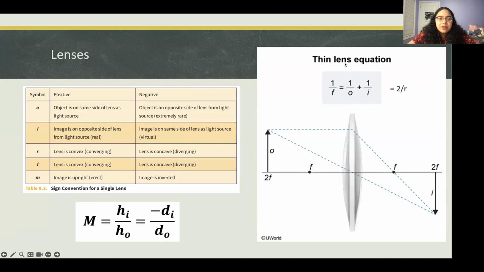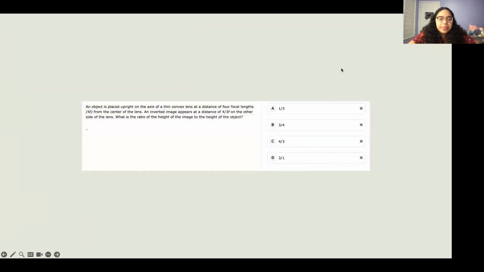So all good equations. I have a practice question about lenses here if we want to try that in the dying minutes. I'll give maybe a minute 30 to solve it. Hopefully that's sufficient.